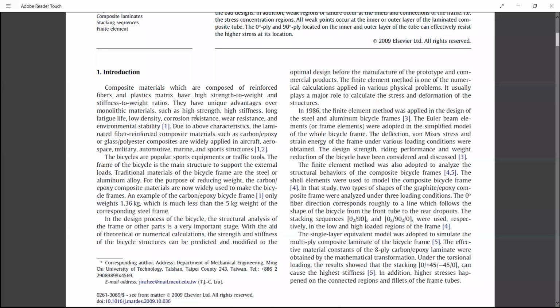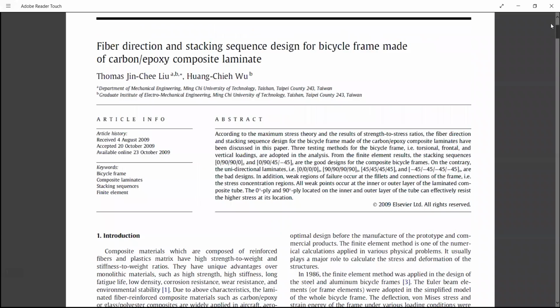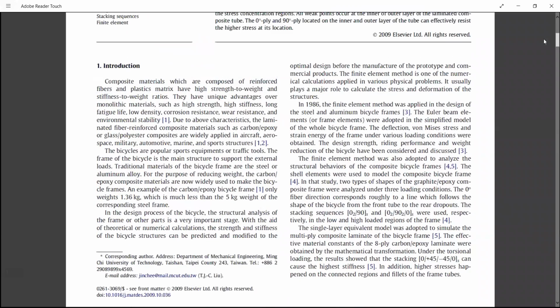As you see, this is a publication, so it has an introduction which we already know what a composite is, all those. Okay, so what is the main purpose of using a composite material for bicycle? What will be the reason? Why do you go for the composite material bicycle? The main reason is to reduce the weight.